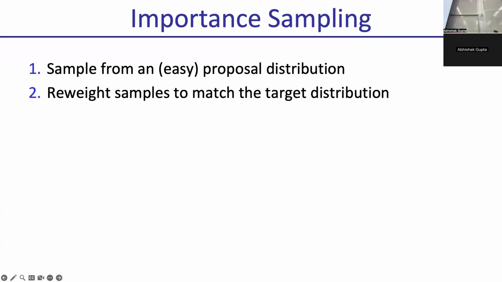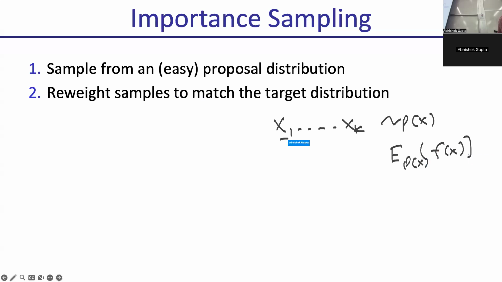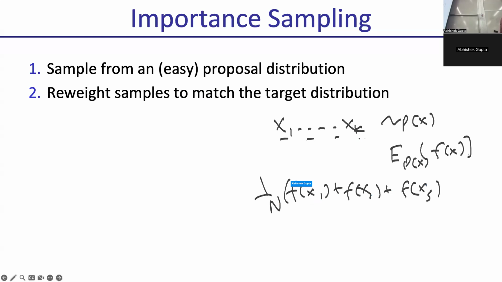So the idea is basically reweighting, right? So let's say you had samples from an easy distribution. Normally, when you do Monte Carlo estimation, you draw x1 to xk from some distribution, let's say P of x. And then if you want to get the expectation under P of x, what you do is you say, hey, every one of these samples has equal weight, right? I'm going to compute f of x1, f of x2, f of x3, and then I'm going to just sum them up and then average them. Each one of them has equal weight.